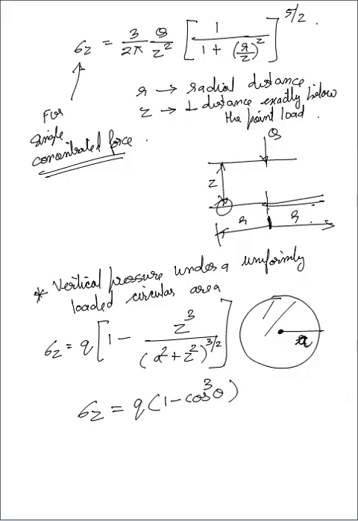So what is Q? Q is basically the net intensity of pressure. Remember, this is net intensity of pressure. It is totally different from gross intensity of pressure, so don't get confused.